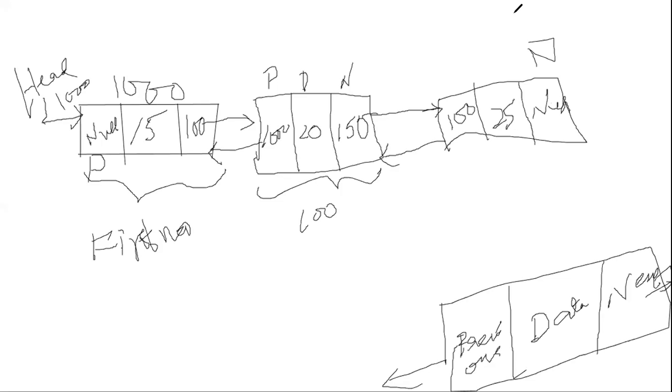So this is head, this is the last, the tail, if you see. So it is the first node. The first node's previous field always should be null because it doesn't have a previous node. Like that, the last node's next field always should be null because it doesn't have a next node.